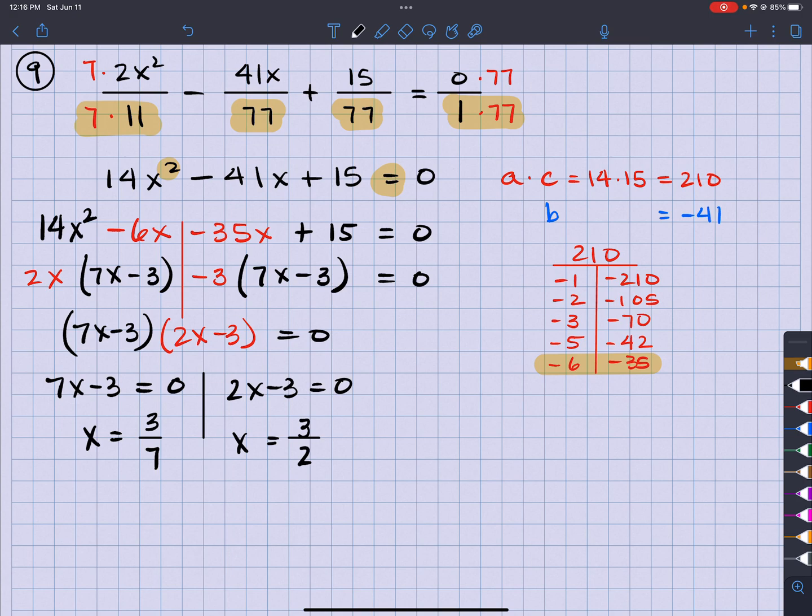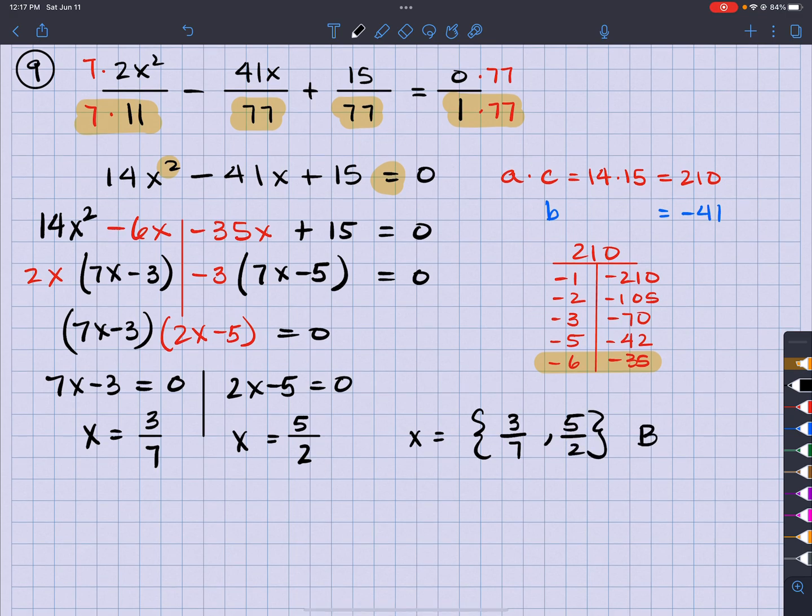And ladies and gentlemen, that is going to be, oopsies, made a mistake. This is going to be a 5, isn't it? So that means this is going to be a 5. All right, so x is equal to 3 over 7, comma, 5 over 2. And that is going to be choice B.